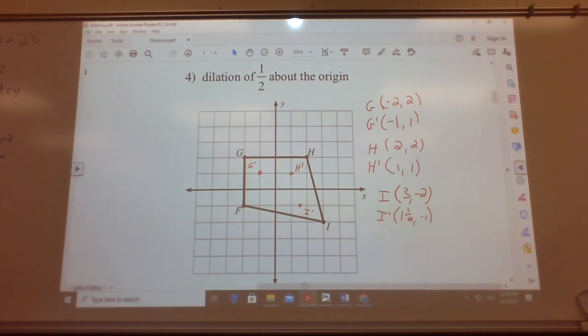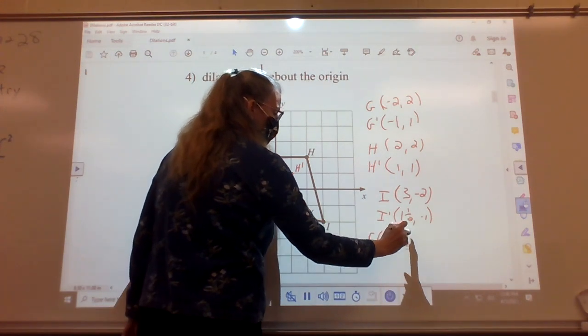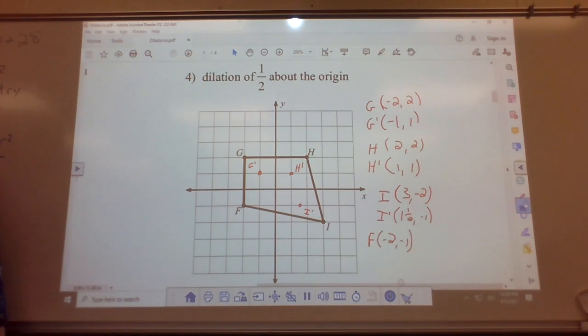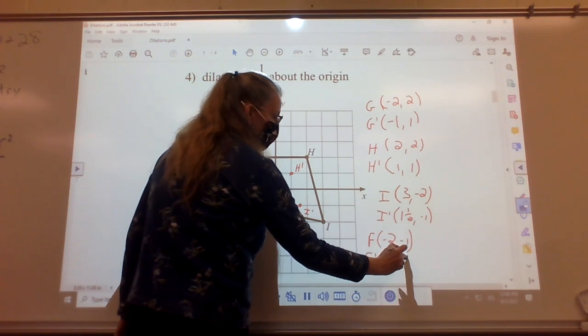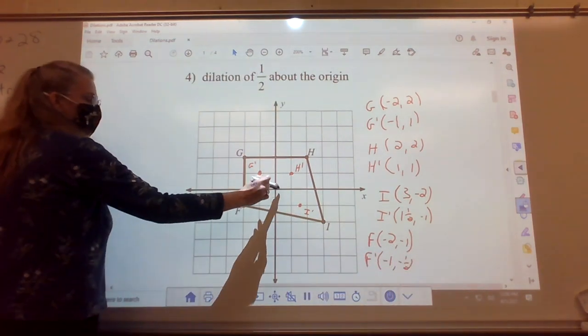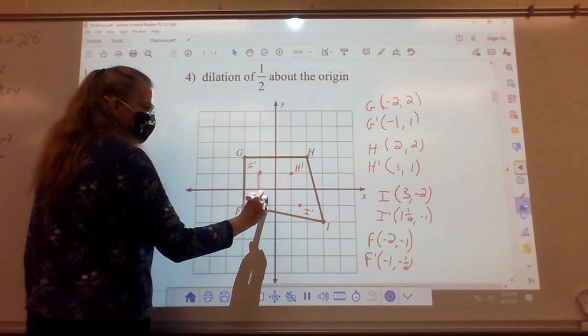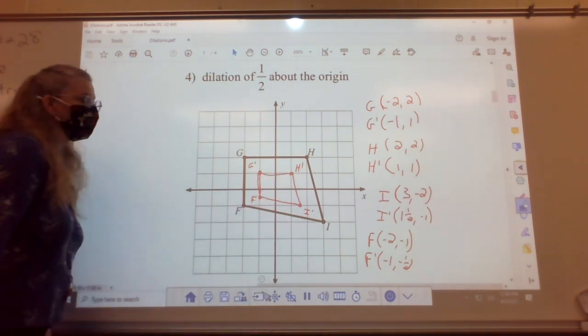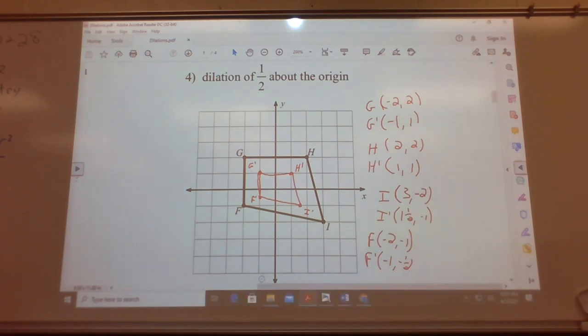And then one last point to go, (-2, -1). So (-2, -1), half of that will be (-1, -1/2). So (-1, -1/2). Reconnect. And like I said, my shape isn't changing. It's still going to have the same shape, but it will change size. So that's what makes them similar figures.